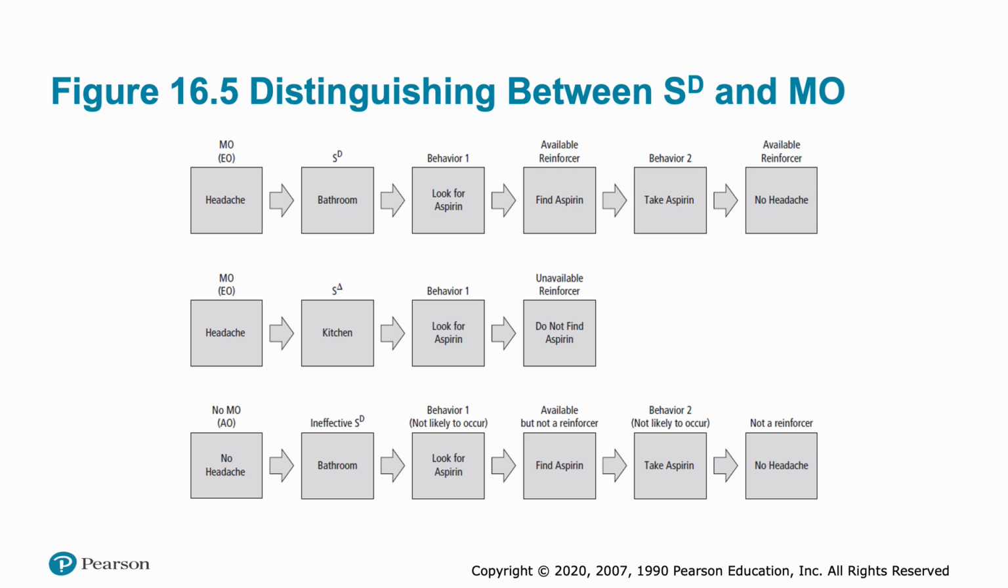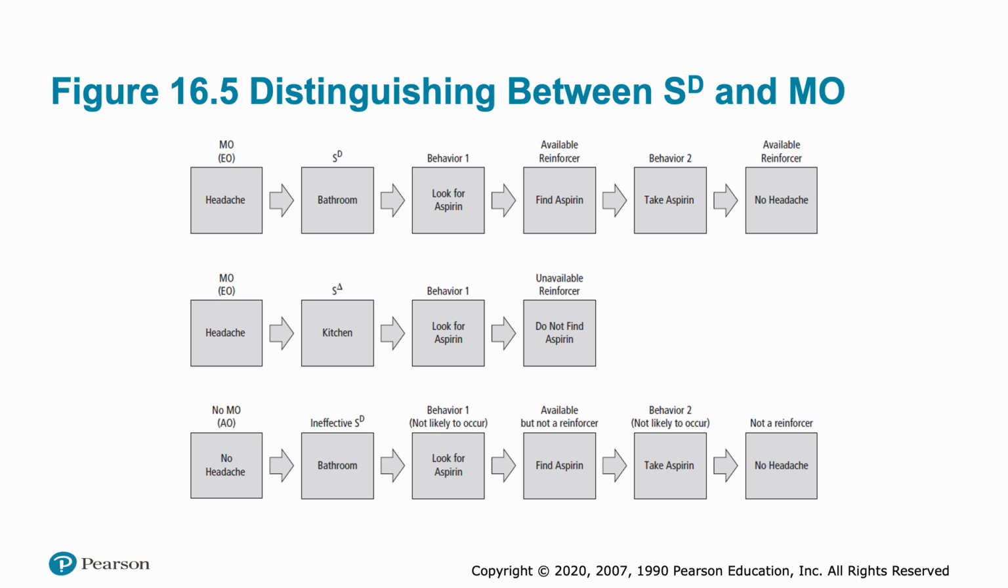So let's consider an example in which you have an EO present, which is a headache. So you are experiencing painful stimulation, you have a headache, and let's say that you keep your medicine in a bathroom cupboard. So the SD in this particular case is the bathroom. You're in the bathroom, which is where you keep your medicine typically. You have the headache, so you have the motivation already present. So because you have a headache, you are in the presence of the bathroom, you're going to look for the aspirin in the bathroom cupboard. You find the aspirin, you take the aspirin, and now you don't have a headache, okay?